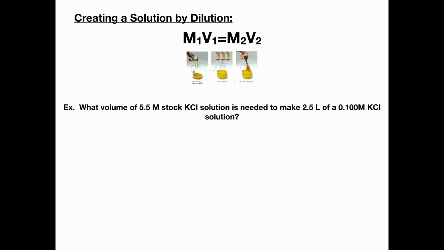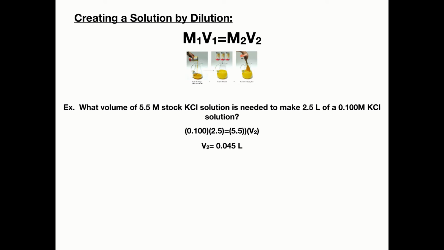So if you want to plug in those two values for your M1 and V1, you can do that. Or if you want to plug in those two values for your M2 and your V2, you can. They just need to be together. So notice here that the 0.100 molar goes with the 2.5, and then the 5.5 molar goes with what I'm solving for, my volume. And so the volume I get is 0.045 liters. Okay? So if I don't specify what units I want, you can leave it as that.